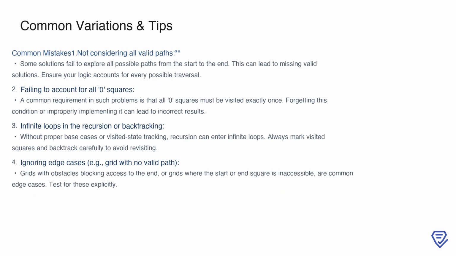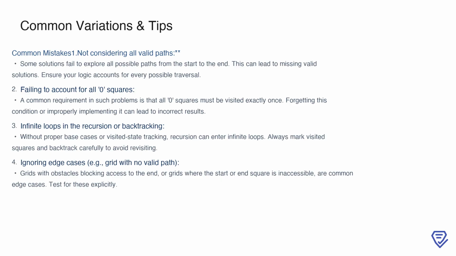When solving problems like Unique Paths 3, there are several common mistakes to watch out for. First, not considering all valid paths can be a major issue. Some solutions might skip exploring certain possibilities, leading to missed solutions. It's important to ensure your logic thoroughly explores every potential path from the start to the end.